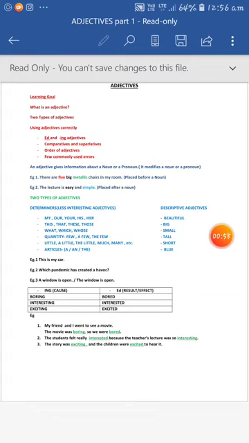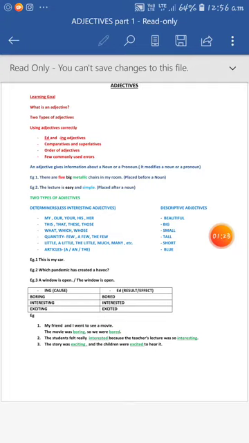Now coming down to the point, today we are going to learn adjectives, and as you can see, the chapter has certain goals to be achieved today. The goals are: first, what is an adjective. Second, two types of adjectives. And third, using adjectives correctly.